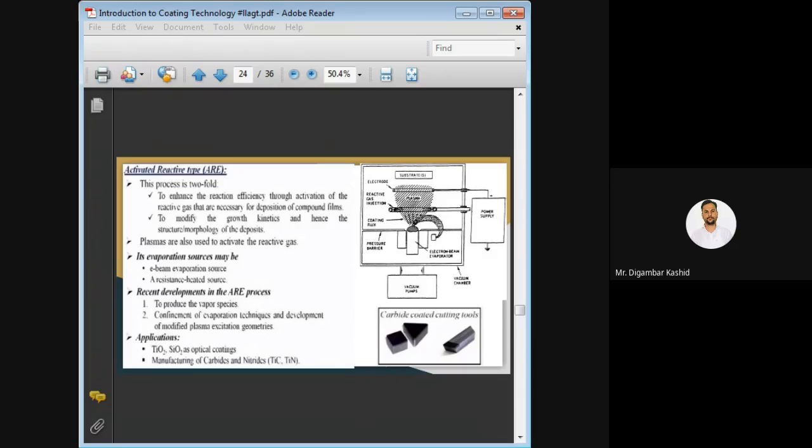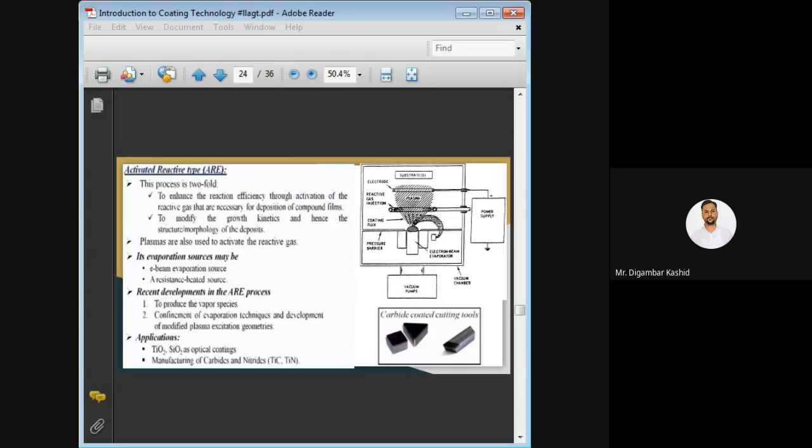Here also I have mentioned applications of this activated reactive type process. We can make titanium dioxide and coat it. Silicon dioxide can be used as an optical coating. Then in the manufacturing of carbides and nitrides, titanium carbide and titanium nitride can be used for coating some kind of tool materials, or cutting tool materials.